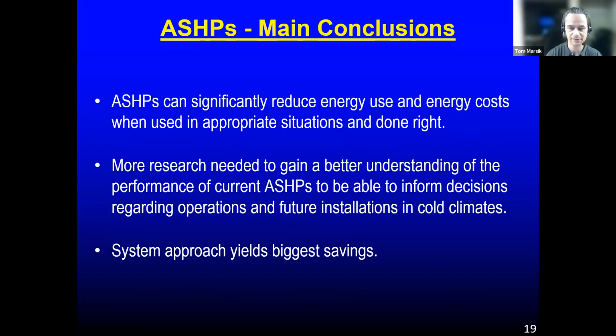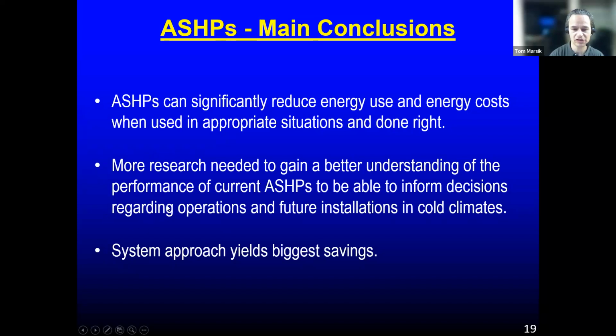Okay, so some of the main conclusions about air source heat pumps. As we could see, air source heat pumps can significantly reduce energy use and energy costs when used in appropriate situations and used in an appropriate way. So now, of course, the question is, what are the appropriate situations and appropriate ways? And we looked at some of them. So there are some things where we have good answers, and there are some things where we don't have good answers yet.